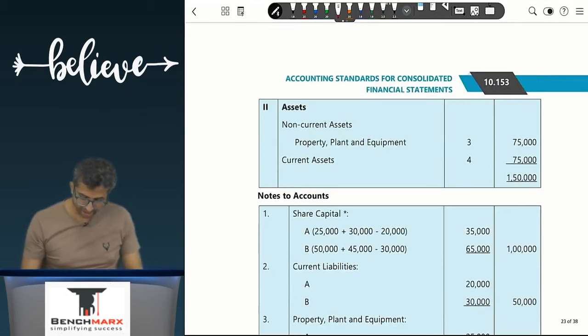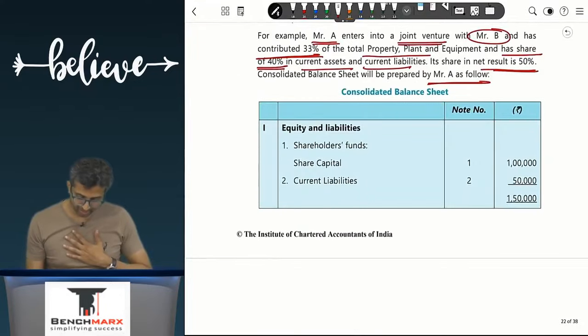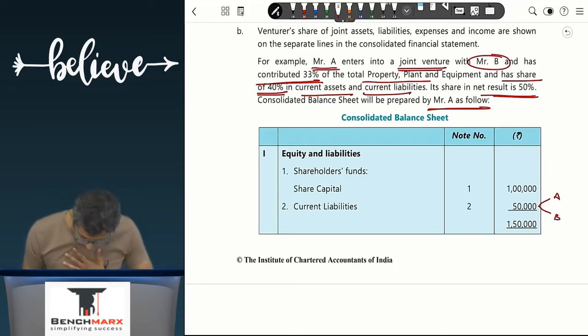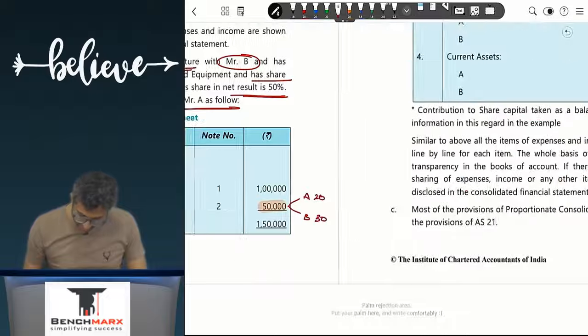Achha, every number you have to split. Yes. If I have to prepare the breakup, for example, you have been told current assets and liabilities in the ratio of 40 and 60. So, this will be A and B. How much goes to A? 40%. No, 1 second. 40% in current assets and liabilities. So, over here, this is 50,000 into 40% comes to what? 20 and this is 30.